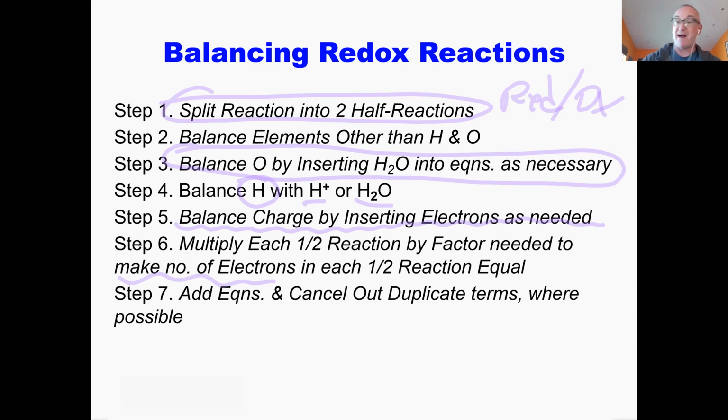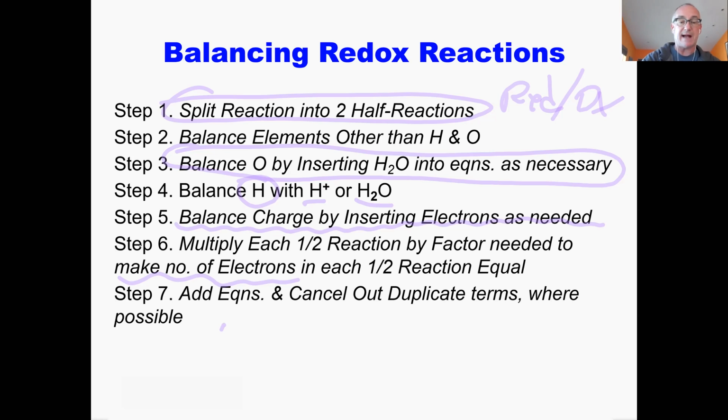Then I balance my electrons because it's a redox reaction. The number of electrons going in has to equal the number of electrons going out. So if I have 6 electrons on one side and 3 electrons on the other side, I multiply this one by 2 so that I have the same number of electrons going in and coming out. Then I finally add everything together.